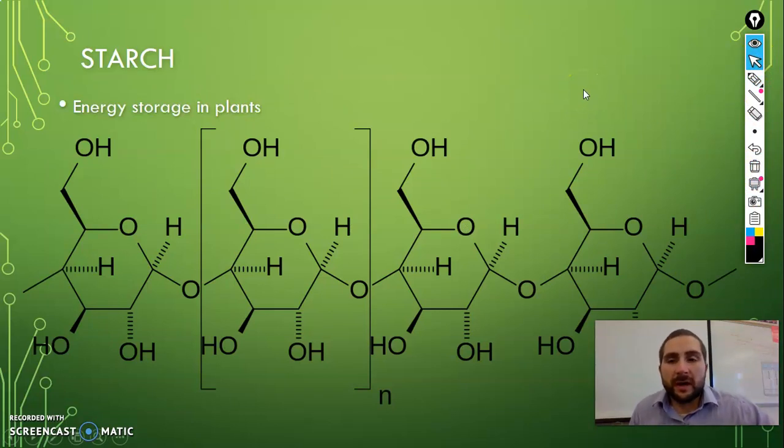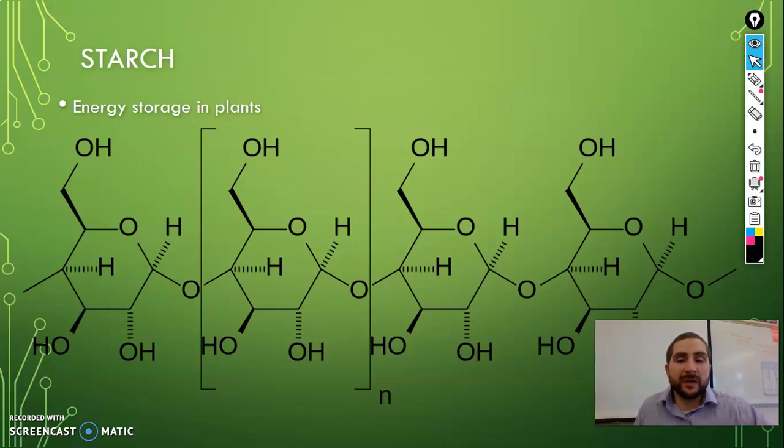Our first polysaccharide is starch. Starch is an energy storage molecule that you find in plants. You've probably heard of starchy vegetables, things like potatoes, rice, pasta, beans, corn, and so on. Starch is just a molecule that stores energy for plants. When plants do photosynthesis, they make glucose. They use that glucose for the energy they need to do cellular processes and maintain their daily functions. Whatever is left over, they store as starch.